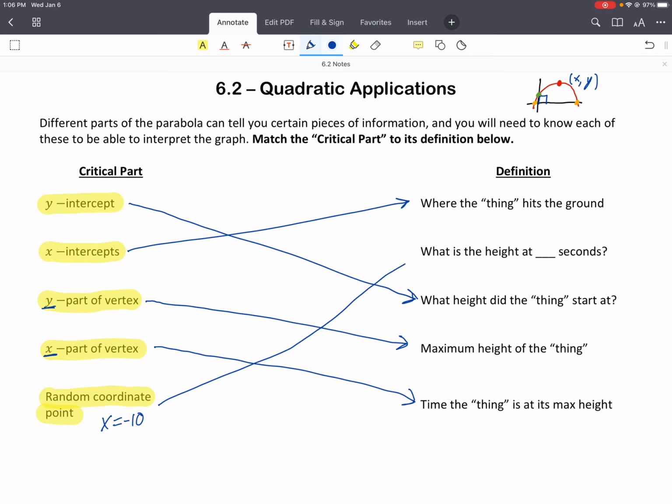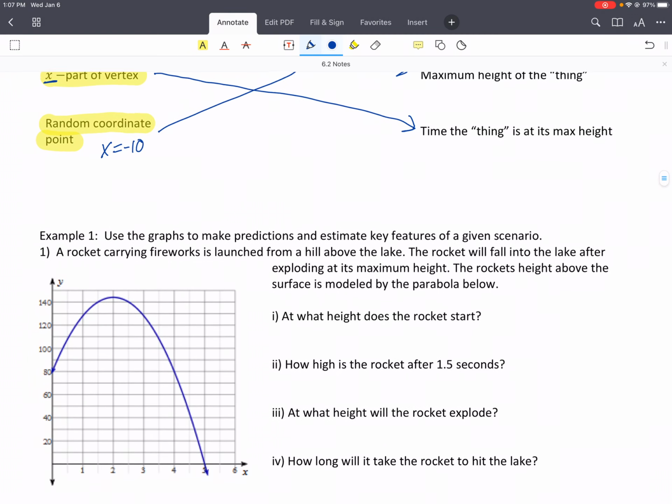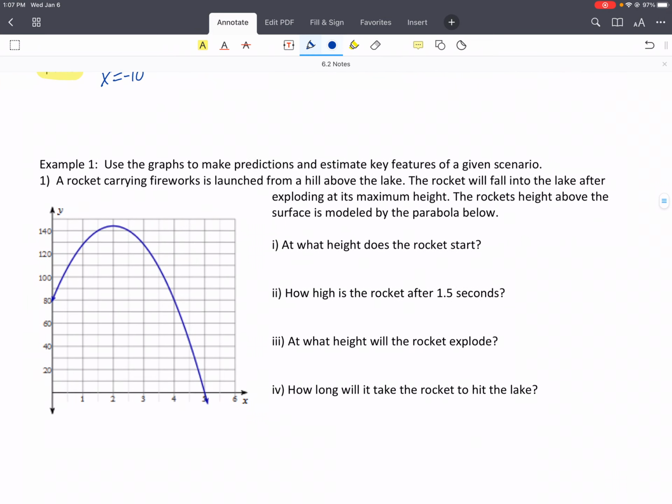Okay? And so that leaves us with the coordinate point. It's just what's the height at blank seconds? So if we're saying, hey, 2 seconds into this rocket's flight, where's it at? So we could have it right here, just wanting to know what height it is at that time. Okay, so using that information, we're going to go and apply that to some real life scenarios.